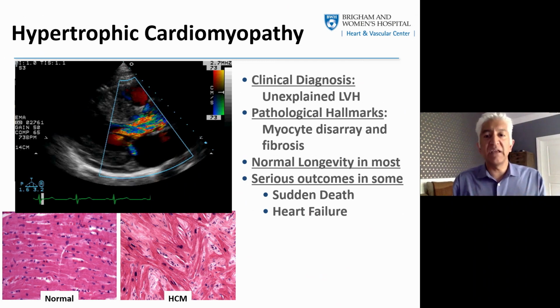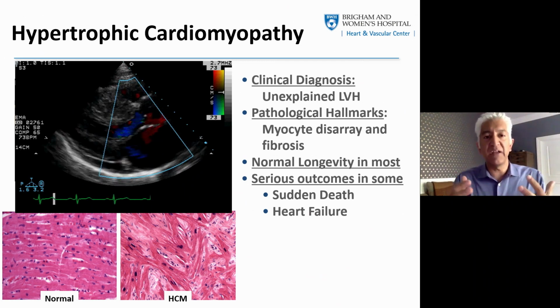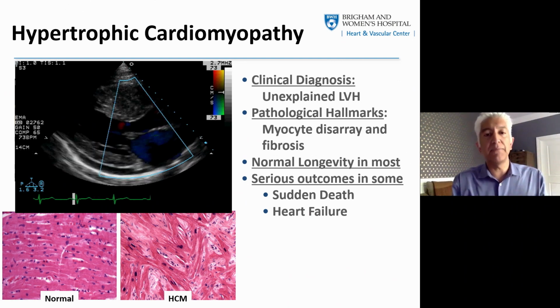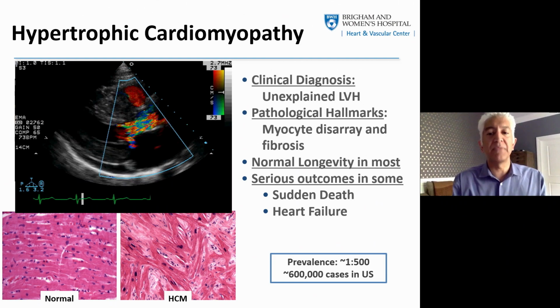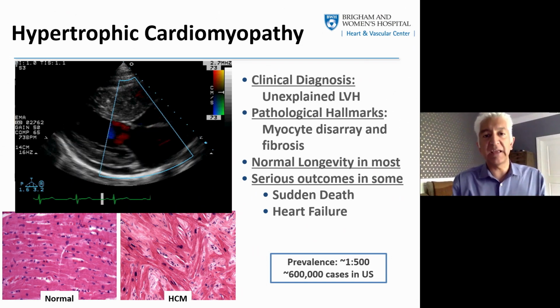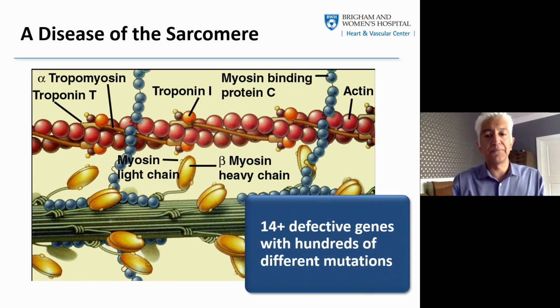Most patients with this entity have normal longevity, but for some patients, this is a devastating problem that may result in early sudden death in young people or in progressive heart failure over time. The prevalence is fortunately low, but this is one of the more common cardiovascular genetic entities that we see in cardiology practice. Now, it's a disease of the sarcomere, as I mentioned, related to genetic abnormalities in any of a number of genes that constitute the myocardial contractile apparatus, hundreds of mutations described. The main thing that's important is that because it's genetic, one needs to think about not only the patient in front of you, but also the associated family members who may be at risk.